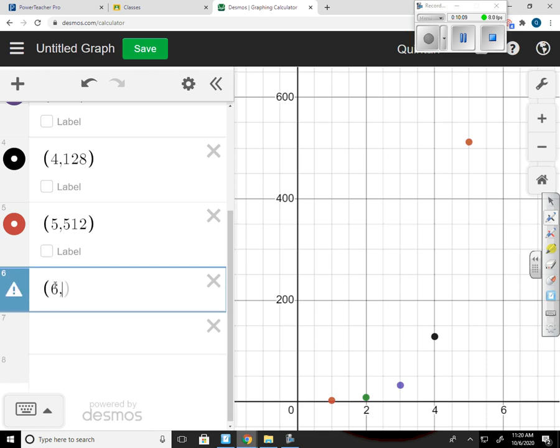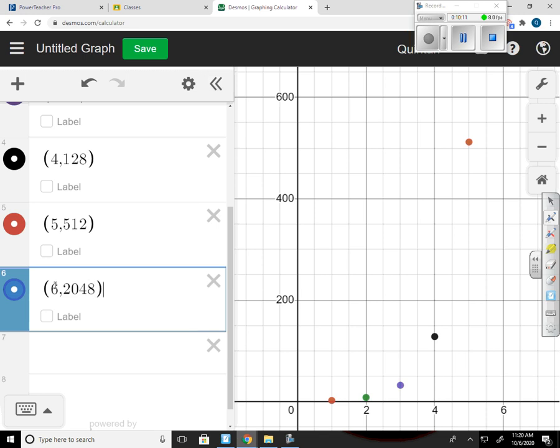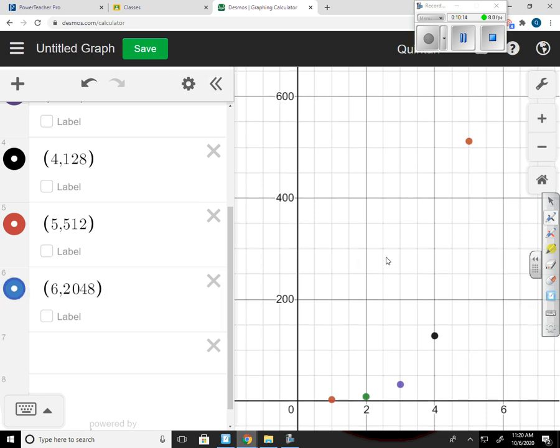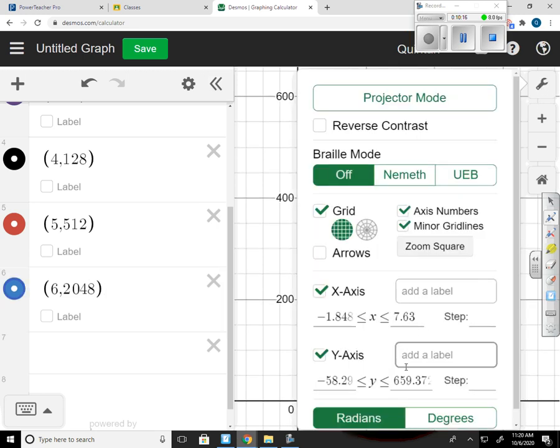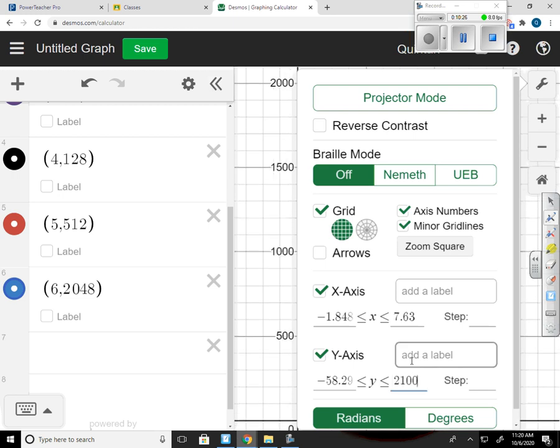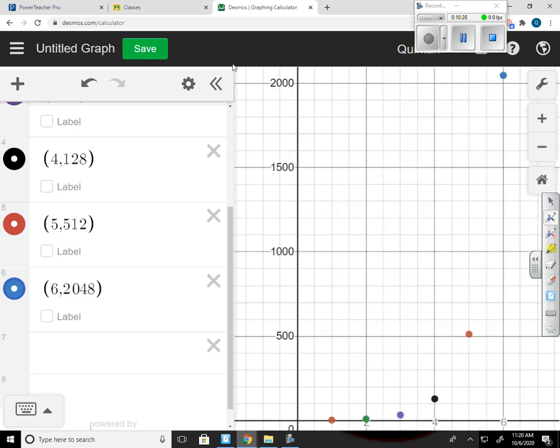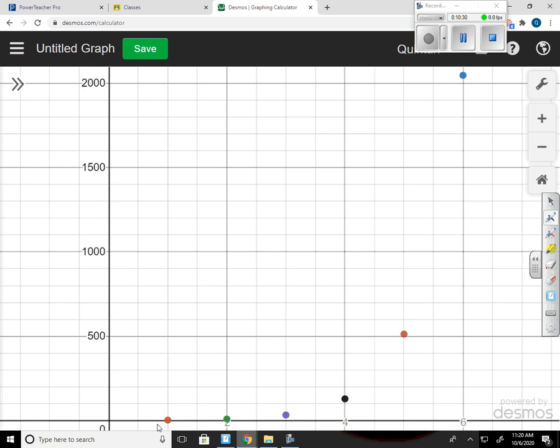6 and 2048. And I would have to readjust this to go, say, to 2100. And so you can see it goes up even faster. Our gap between this one and this point gets much larger. If we went again, it would get even larger than that.